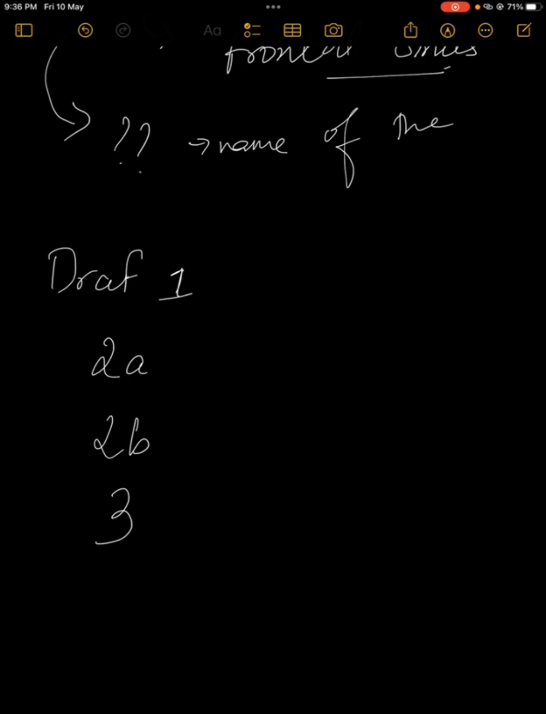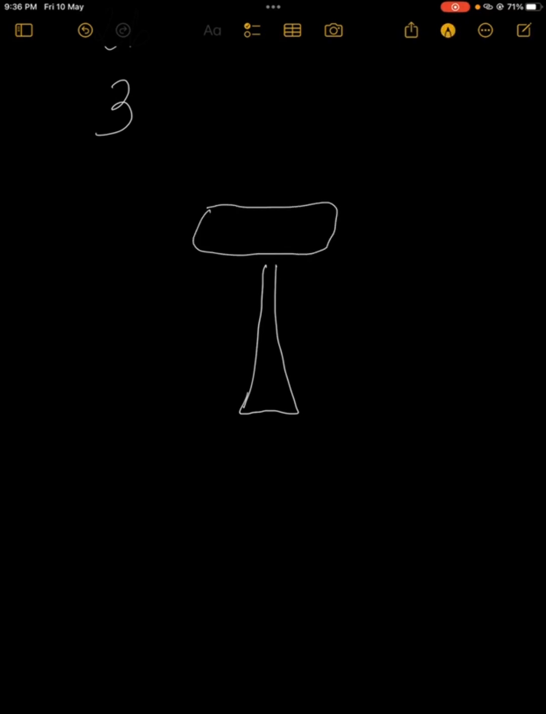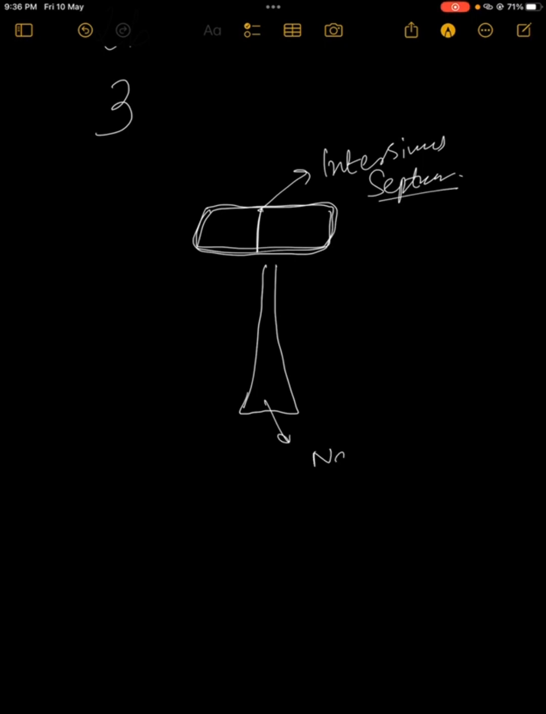So let us assume that this is the nasal septum and this is the frontal sinus and this is the intersinus septum. Intersinus septum is a septum which divides the frontal sinus into 2 parts, and this is the nasal septum.